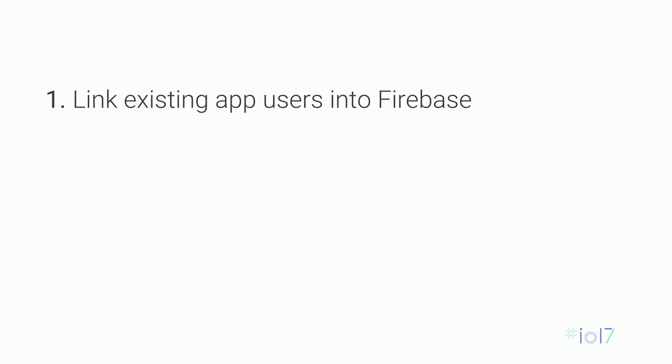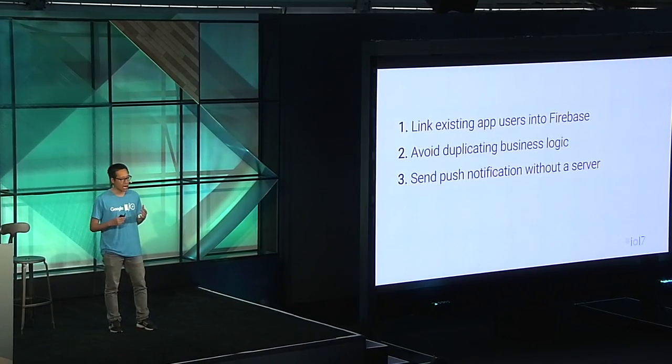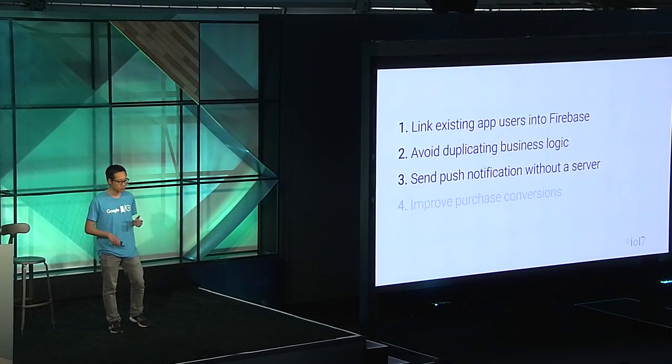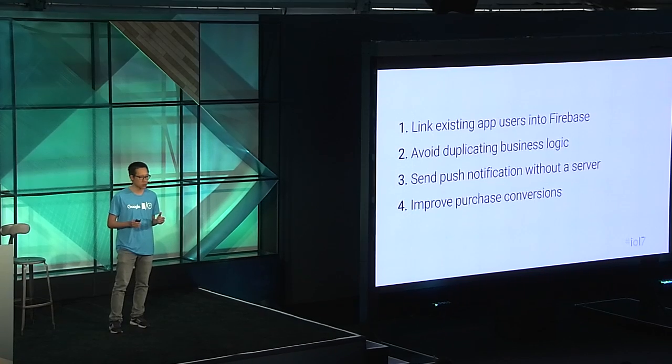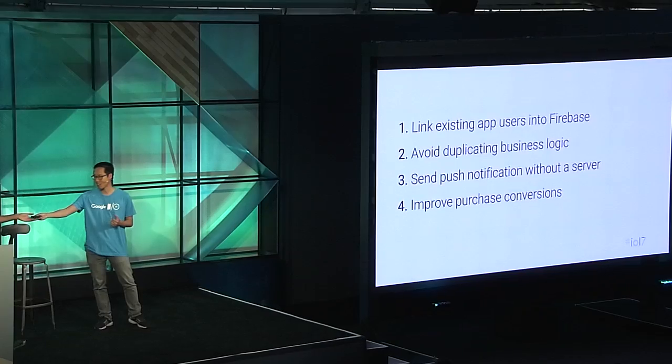The first recipe is how to link your existing users into Firebase so that you can make use of all the features that we have in Firebase. The second one is maintaining data consistency in real-time database without duplicating code in clients. The third one is how to send push notification without spinning up your own server. And the last one is how to use re-engagement push notification to improve purchase conversion in your app. And Arun, can you show us the first recipe we have today?